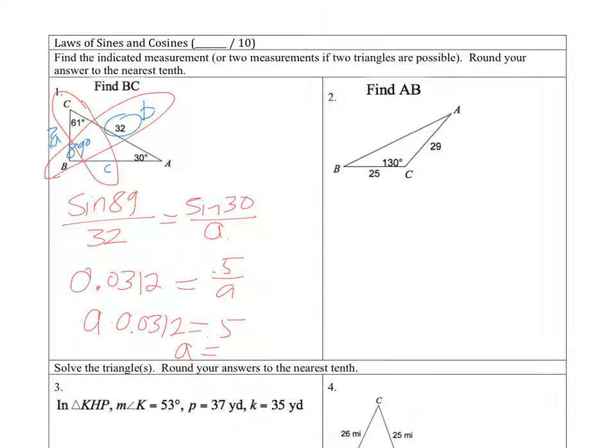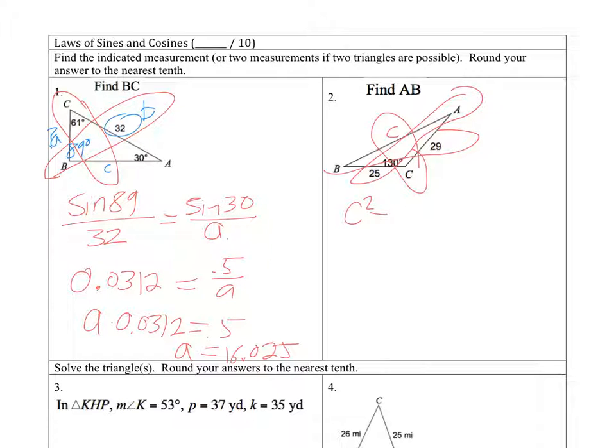We get A is equal to 16.025. Next up, we're trying to find AB. In other words, that's C. Okay, check law of sines first. In this case, I don't have enough information for any of the three sets to use law of sines. So we're going to use law of cosines focusing on C.